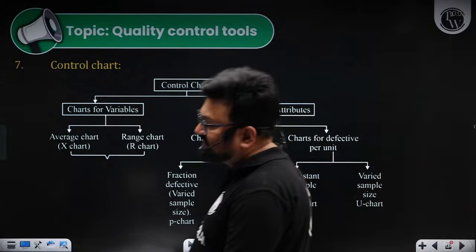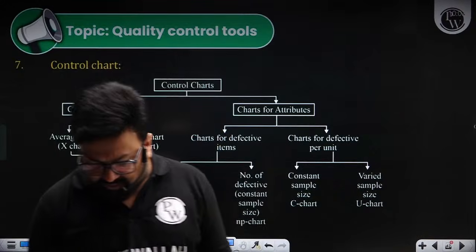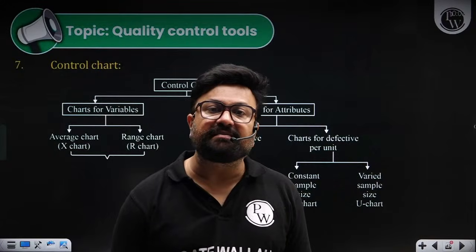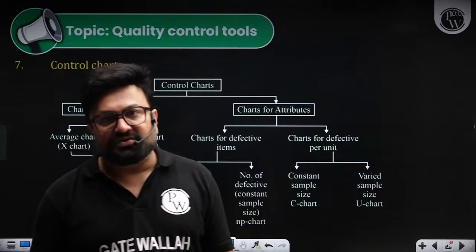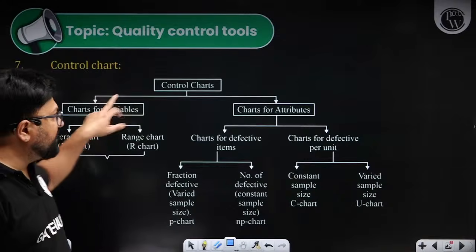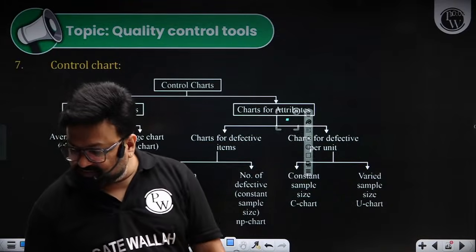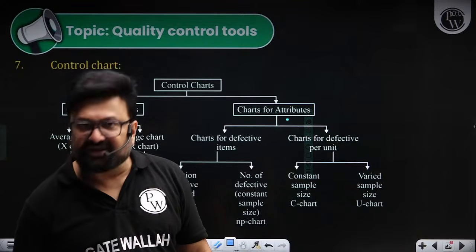Control charts are of various types. You don't need to remember the formula of the control chart. You must remember the types of control chart. Control charts are of two types: charts for variables and charts for attributes.